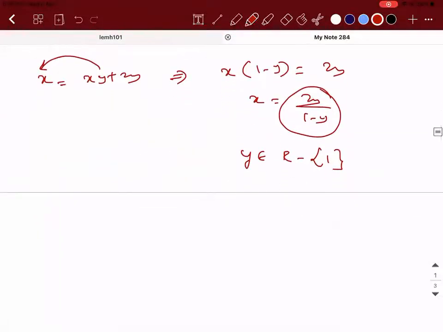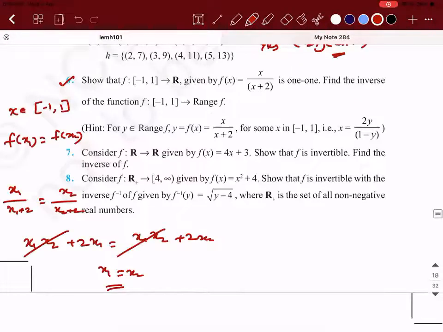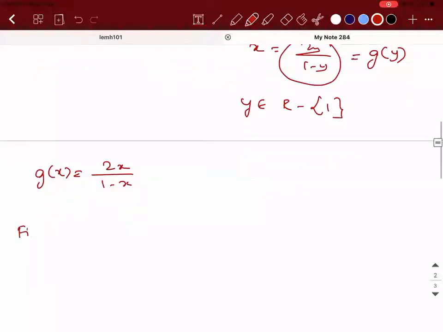Okay. Now listen to this carefully. How to find the inverse? The inverse is already in front of your eyes. X is equal to 2y divided by 1 minus y. So this, if I call it as g of y, then what is g of x? 2x divided by 1 minus x. Then find f of g of x and tell me what is the value.